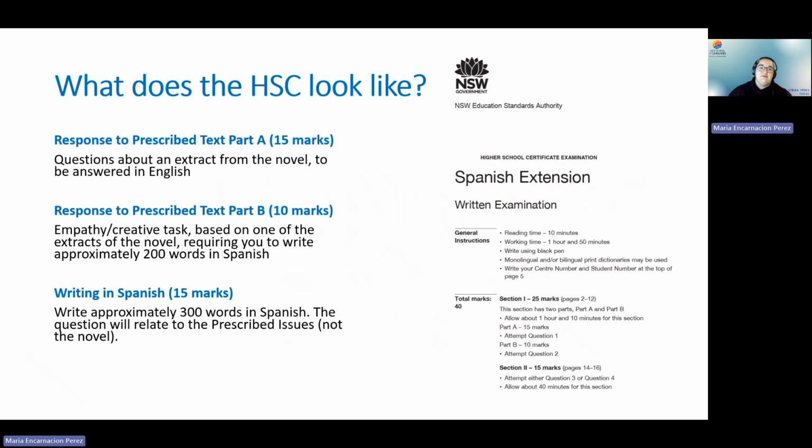What does the HSC exam look like? Now, a screenshot on the right there, you can see the general instructions and the total marks. So in part A, this is worth 15 marks, and you'll be answering questions about the novel in English. In part B, it's worth 10 marks. You'll be writing from the perspective of a character in the novel. It's an empathy task, so you get into the shoes of one of the characters that you know well and write from their perspective in Spanish, approximately 200 words. Then finally, in the writing section, you'll be writing approximately 300 words in Spanish relating to the prescribed issues.